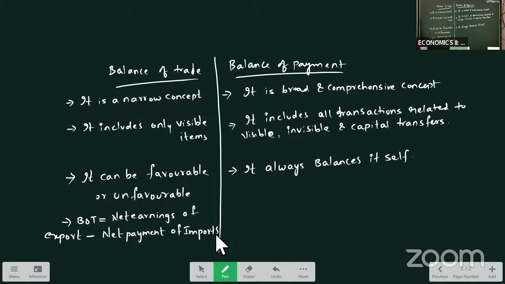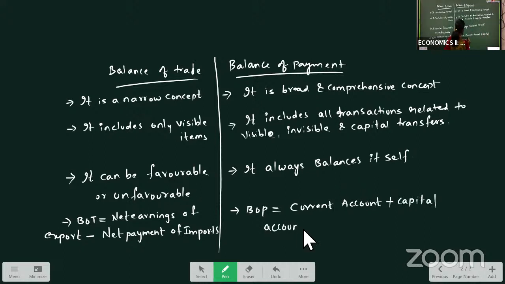Whereas balance of payment is equal to current account plus capital account plus or minus balancing item. So another point of difference, balance of payment is equal to current account plus capital account plus or minus balancing item. That's why we say it always balances itself. So see the difference between balance of trade and balance of payment over here.